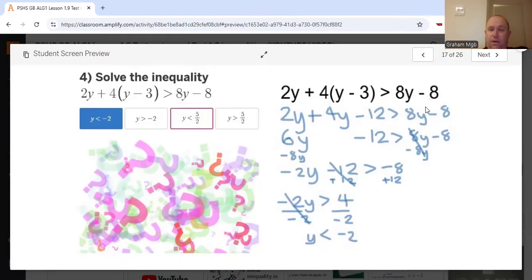If I want to move this 8y across to this side, then yeah, I definitely need to do the opposite. But as these are on the left-hand side of the inequality, I'm just combining like terms. So 2y plus 4y is 6y. Bring down the negative 12, and then bring down those other 2 terms.